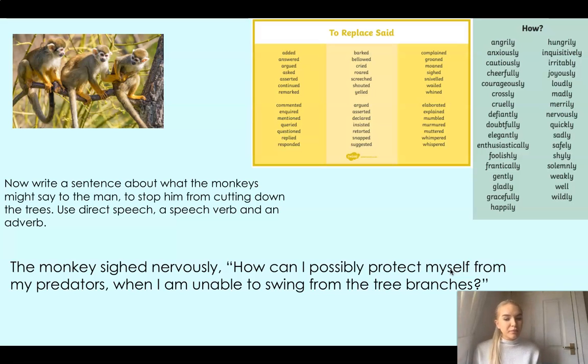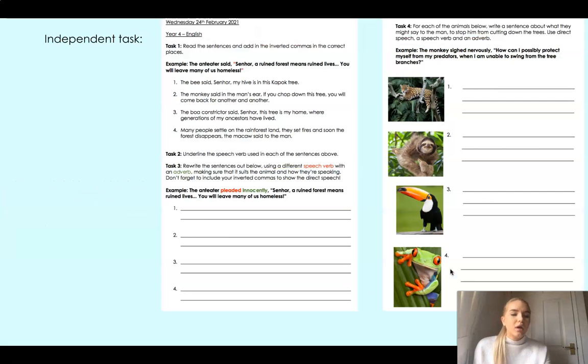So it's really, really important that when you are doing this activity yourself, you think about what that animal could say. Why do they need trees? And then you think about how they might have said it. What would they have done? Would they have argued? Would they have commented? Would they have questioned? And how would they have done that? Would they have done it crossly? Would they have done it loudly? Would they have done that sadly, shyly? Okay.